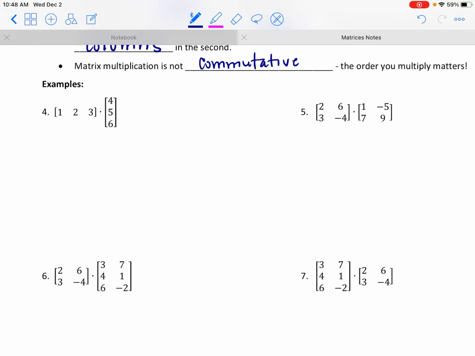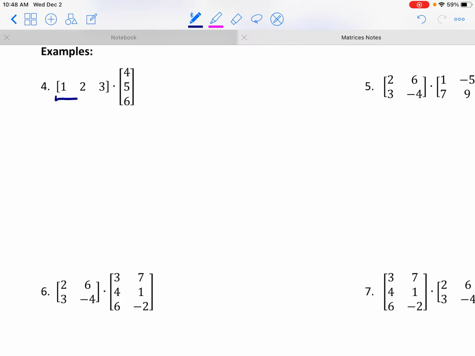The first thing I do is label the matrices by their size. In number 4, for example, the first matrix contains 1 row and 3 columns, so that is a 1 by 3 matrix. And we're trying to multiply by a matrix with 3 rows and 1 column. In order for the multiplication to be possible, the number of columns in the first has to equal the number of rows in the second. So those two numbers have to be equal. If they are, then we can multiply.